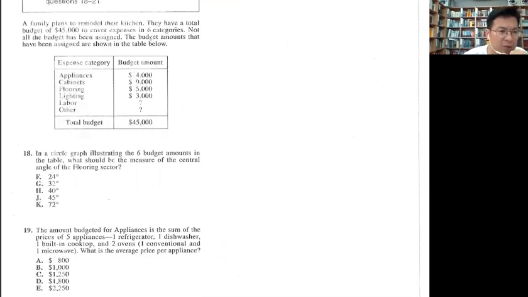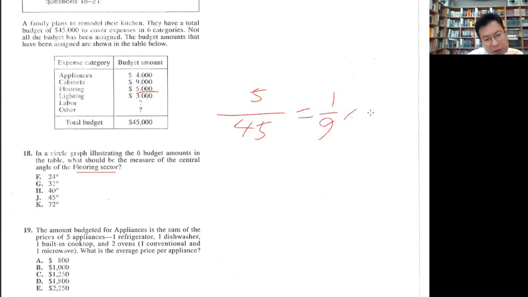A family plans to remodel their kitchen, with a total budget of this much, in 6 categories. Okay, not all the budget has been assigned, the budget amounts are shown below. On the circular graph, the 6 budget amounts should be measured from the center, and go to the floor. Floor is 5,000, 5,000 over 45, which is 1 over 9 times 360 degrees, 40 degrees.